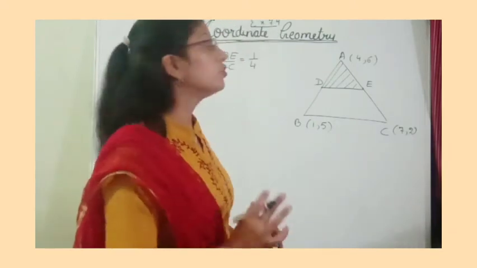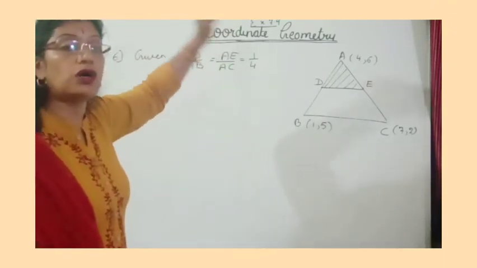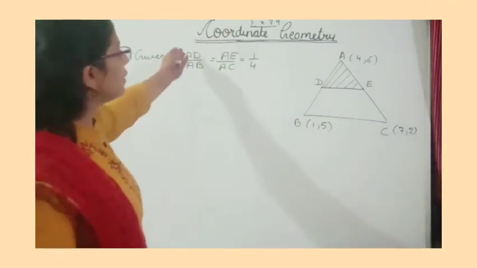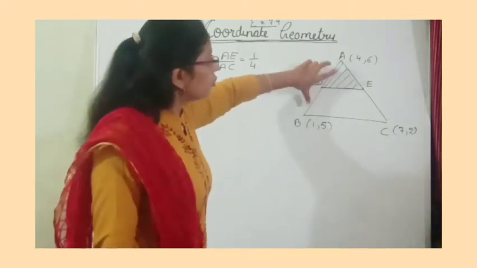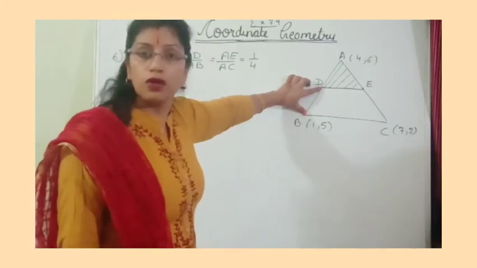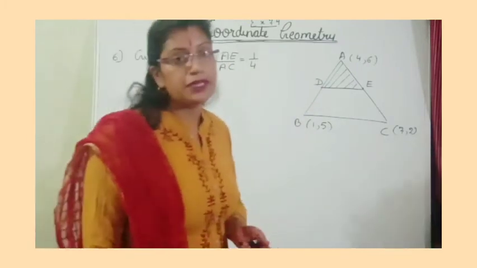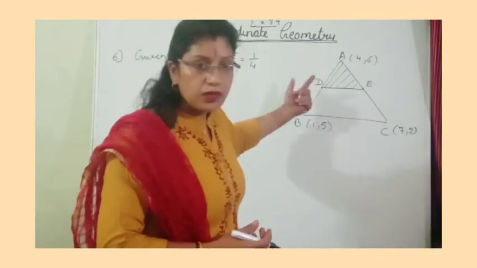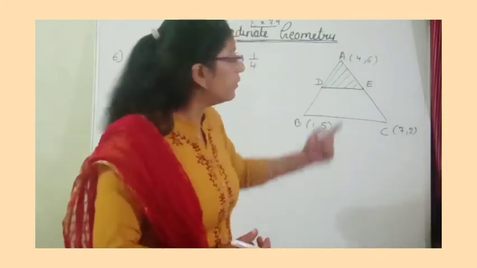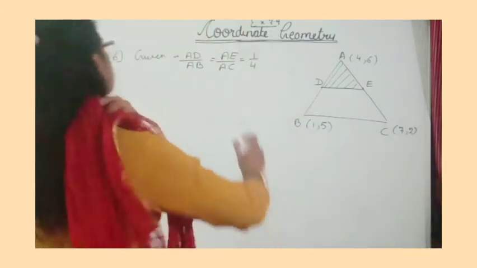For finding the coordinates of D and E, we will take the help of the section formula. But in this we are given AD upon AB, and I want AD upon DB. So we want the ratio of these two. Then only we will find, by the formula m1x2 plus m2x1, the coordinates of point D. Okay, so let us start.